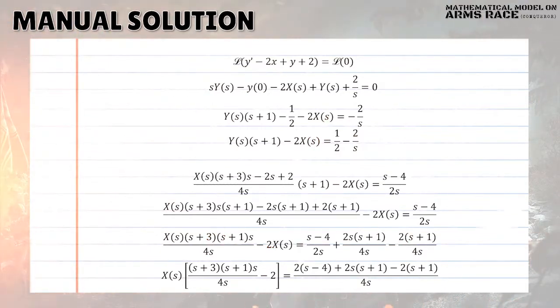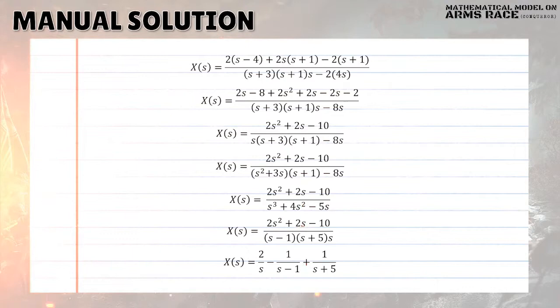Then factorize X(s) to get X(s) multiplied by s plus 3 multiplied by s plus 1 multiplied by s over 4s minus 2, equal to 2 multiplied by s minus 4 plus 2s multiplied by s plus 1 minus 2 multiplied by s plus 1 over 4s. For the numerator, we simplify and get 2s squared plus 2s minus 10. Meanwhile, for the denominator, s minus 1 multiplied by s plus 5 multiplied by s.